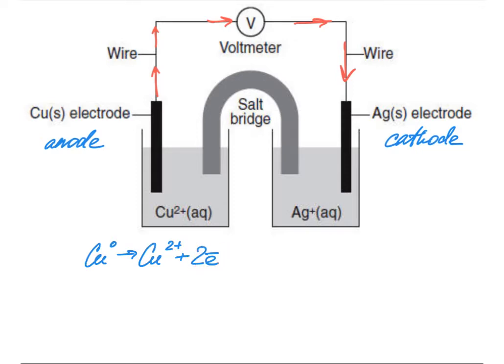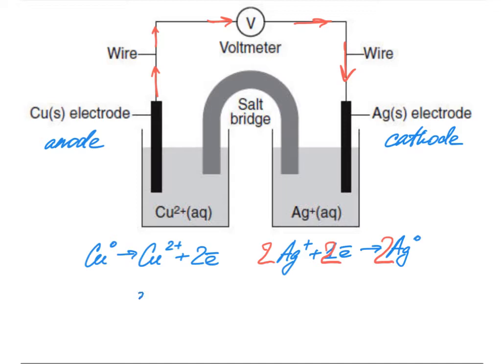Now, the reduction half reaction takes place on the silver electrode. Let's write it down. A silver ion accepts an electron and turns itself into atomic silver. 1 electron accepted in the process. So 2 electrons are lost, 1 accepted. We know that that cannot be. We should have an equal number of electrons lost and accepted. So clearly 2 electrons will be reducing not only 1 silver ion, but they will reduce 2 silver ions. 2 silver ions are reduced, 2 electrons accepted, 2 atoms of silver are formed.